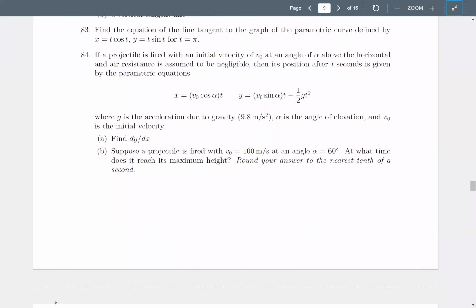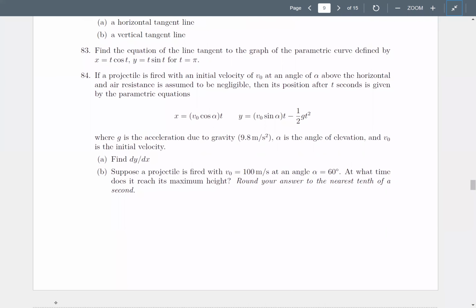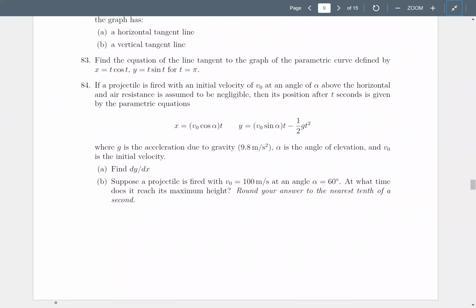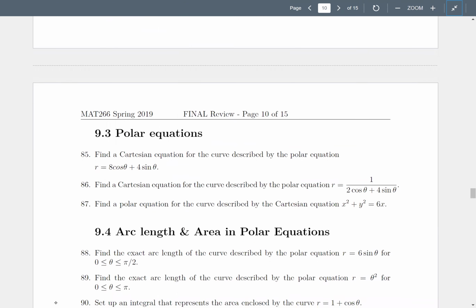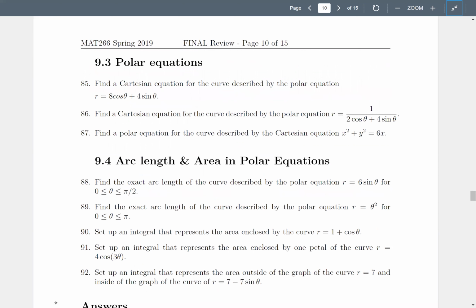Dy over dx into slope. I covered that. See, number 83. Find the equation of a tangent line. We did this in class. I clearly remember that's actually an example, product rule, and it's in your homework. It's product rule there. And I just covered it right down as a formula.